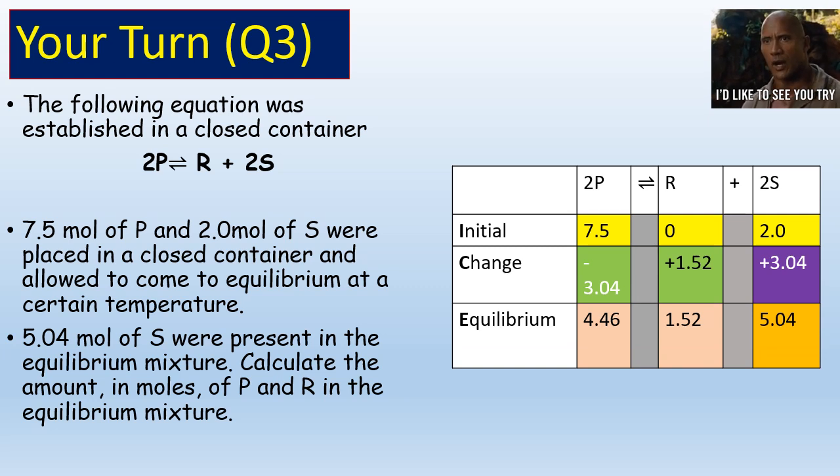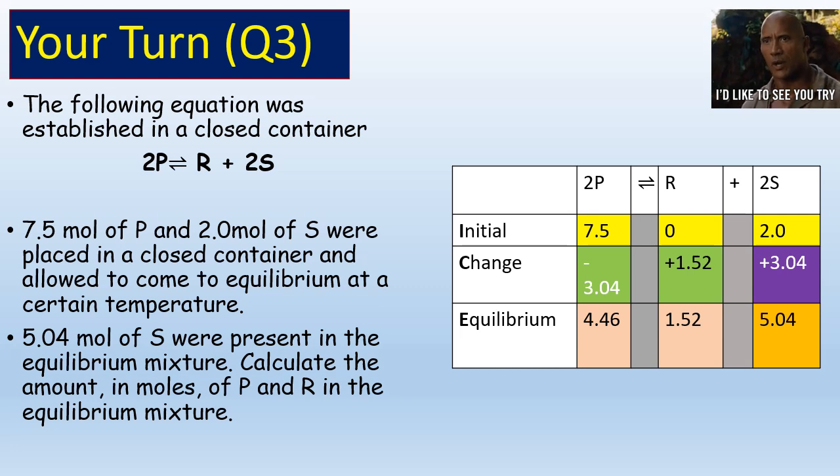Hopefully you have a table that looks a little bit like this one. We were told our initial values were 7.5 moles of P and 2 moles of S. So this one we were given a reactant and a product, but we didn't have R there. We were told at the end that we had 5.04 moles of S, so we could see that that one went up by 3.04 moles. That's because of the 2:2 ratio, the same value but negative for P, and then R is going to be half that number. That's going to be positive because it's gone from 0 initially and has increased.